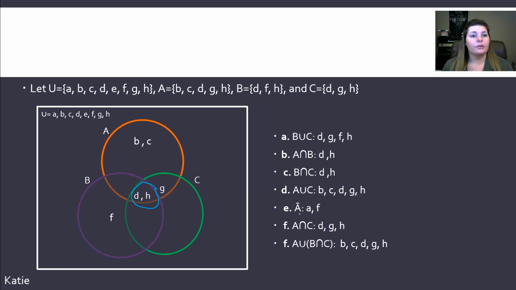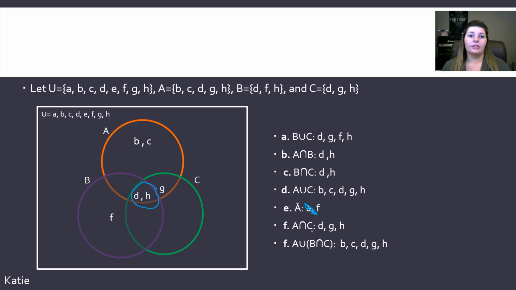So then we go to E here. With this, it's saying anything that is not inside of A. If it's in this orange circle, then it is inside, so that right there should not be there. That was a typo on my part. But F is the only thing that is not inside A.